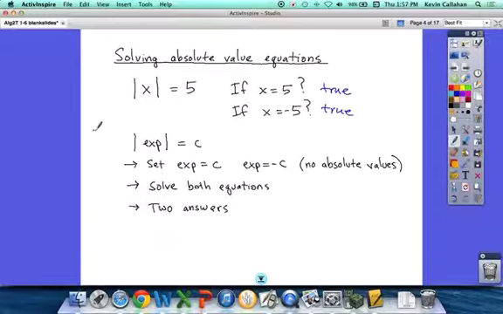There'll be some absolute value of an expression equals a number. I'll just call it c. Right? So what we will do is we will set that expression equal to the right-hand side, and we'll set it equal to the opposite of the right-hand side. So we'll have two equations. Right? If I was doing this, then I would have said x equals 5, x equals negative 5. Two equations. So you solve them both, and you get two answers. You always expect two answers.